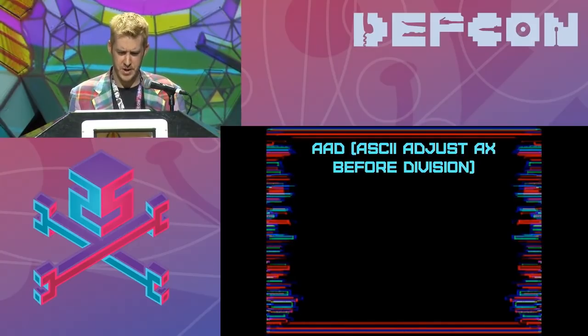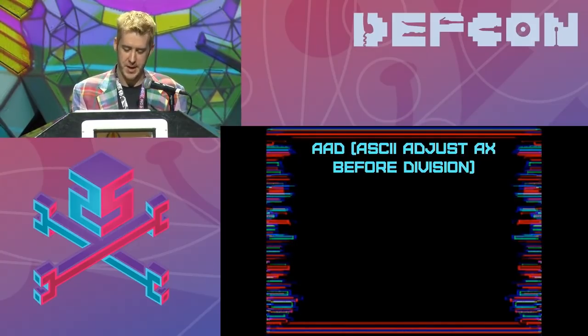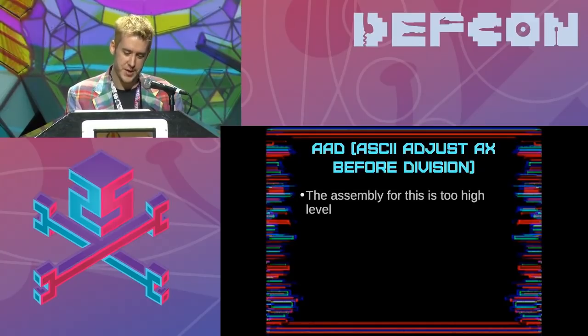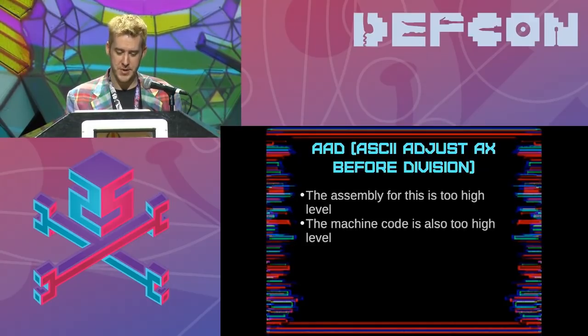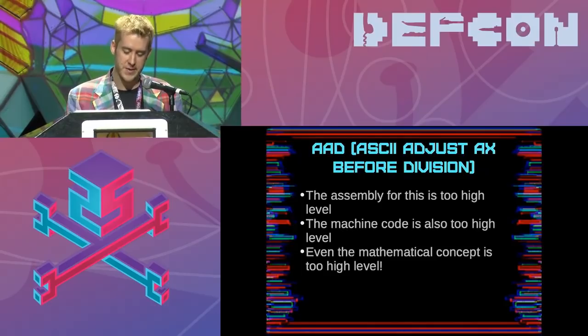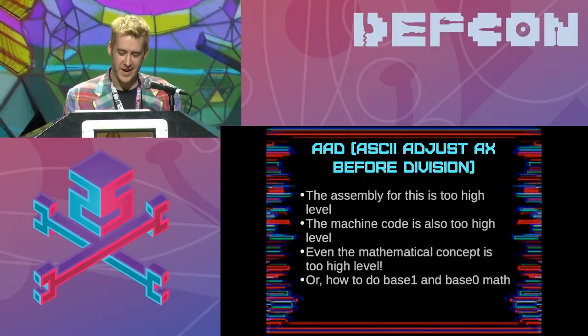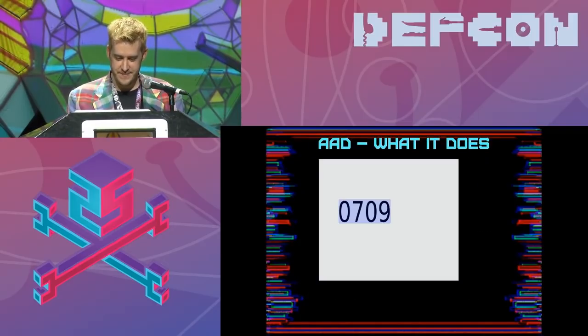Now I'll cover probably the most complicated and one of my favorite examples of it not being one-to-one, or the abstractions. So the assembly in this example is too high level. The machine code's even too high level, and so are the mathematical concepts that we're trying to demonstrate with this instruction. Or how to, you know, do math in base one and base zero, because that makes sense.